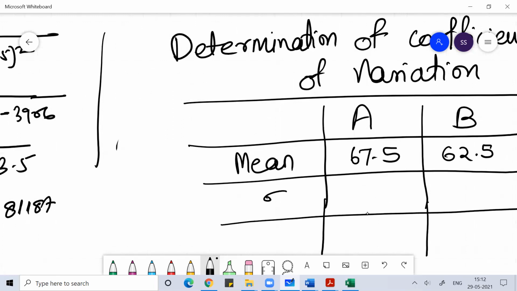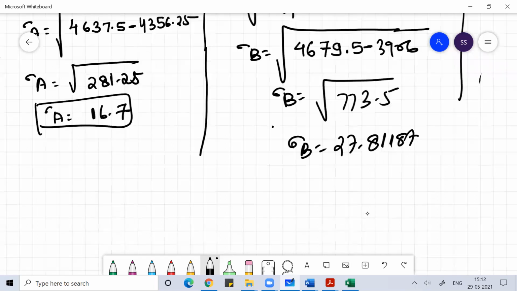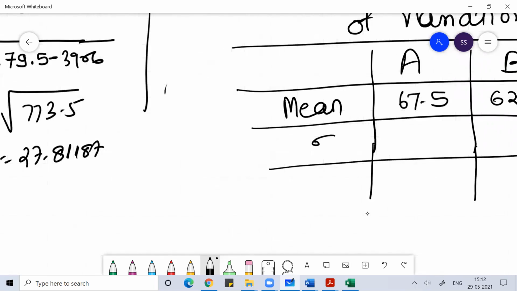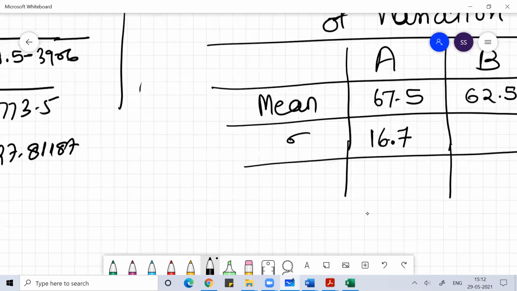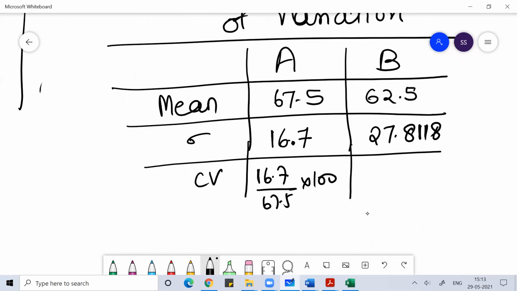Standard deviation of A is 16.7. Standard deviation of B is 27.8118. So I'll find the coefficient of variation. This is 16.7 divided by 67.5 into 100. And this is 27.8118 divided by 62.5 into 100.